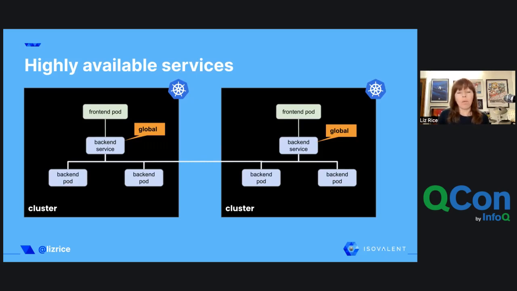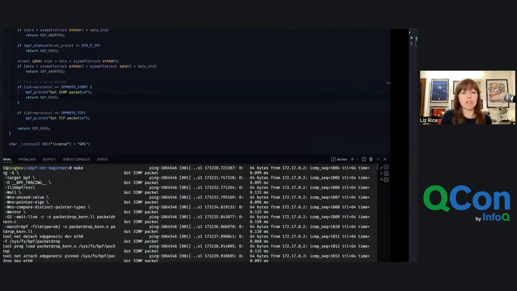So if the backend pod on one cluster is destroyed for some reason, or indeed if the whole cluster goes down, we still have the ability to route requests from other pods on that cluster to backend pods on a different cluster. They can be treated as a global service. So I think I have an example of this.